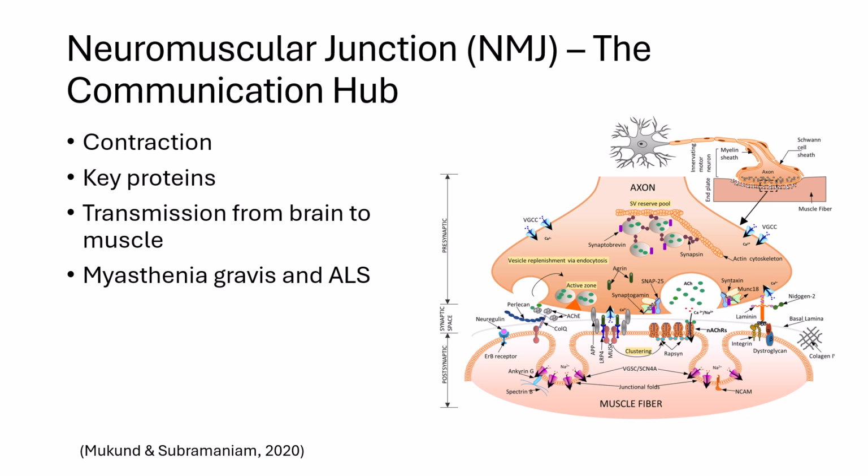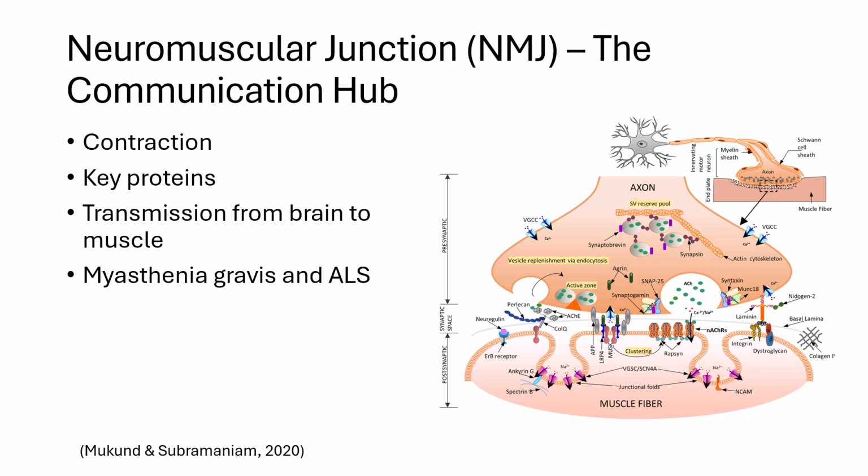Now, how does the nervous system control our muscles? This happens at the neuromuscular junction, a critical communication bridge between motor neurons and muscle fibers. When a nerve impulse reaches the neuromuscular junction, it triggers the release of a chemical called acetylcholine. This chemical binds to receptors on the muscle, creating an electrical signal that tells the muscle to contract.